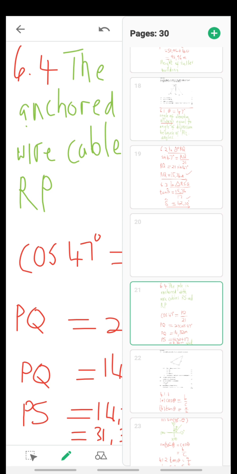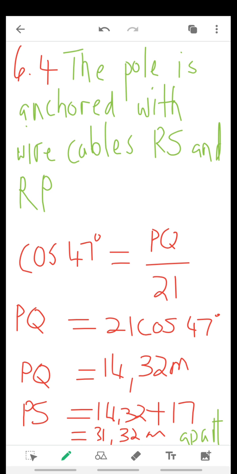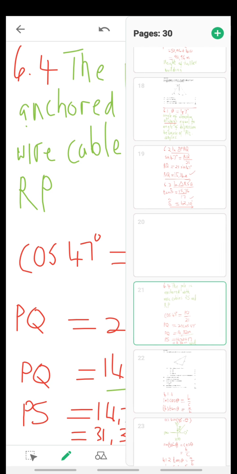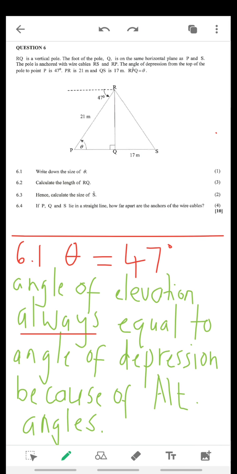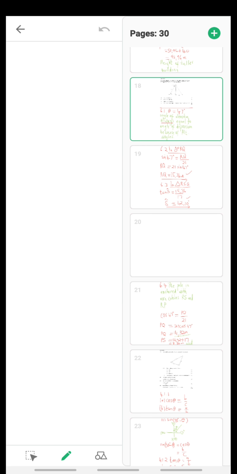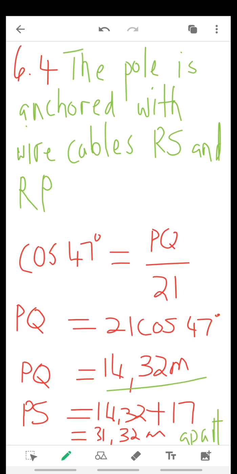So cos 47 degrees equals PQ over 21. And then PQ became 14,32 meters. If PQ is 14,32 meters, then what do we know? PS will be the addition of the 14,32 plus the 17 meters. That's what I've done. I then said PS equals 14,32 plus 17 equals 31,32 meters. And this is how far they are apart from each other.